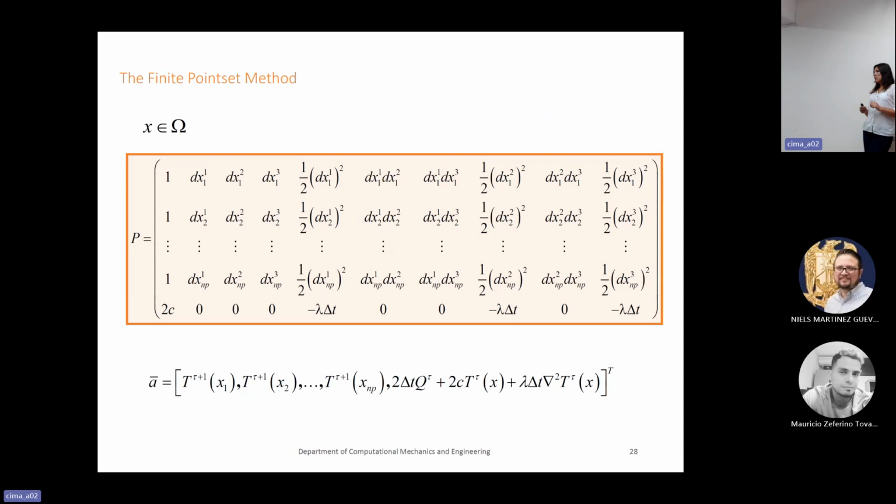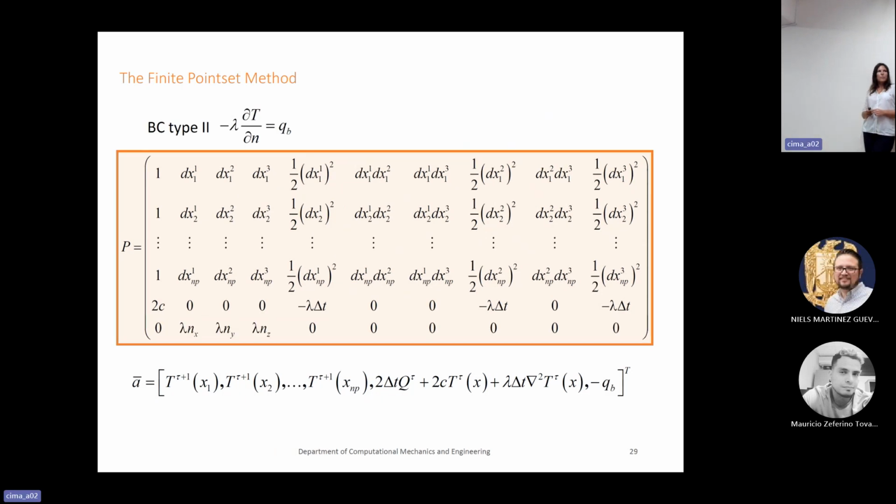But if we consider a different equation, then this last row will be changing. And the same with the vector A. We have temperature in neighborhood points, and the last element of the vector A will be changing depending on the equation. And this is matrix P and vector A for x when x belongs to the interior part of our omega.